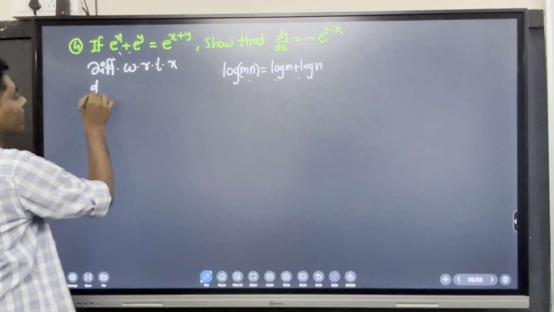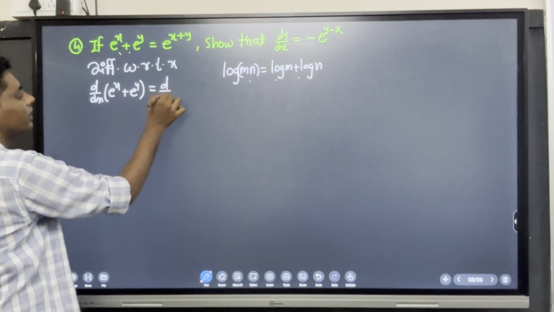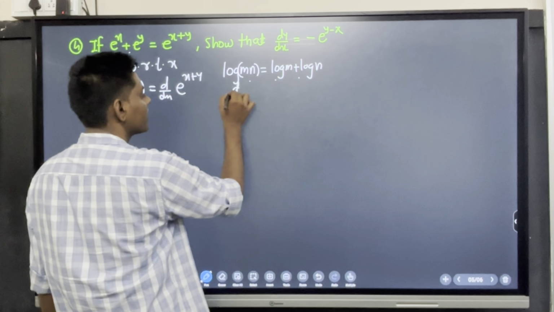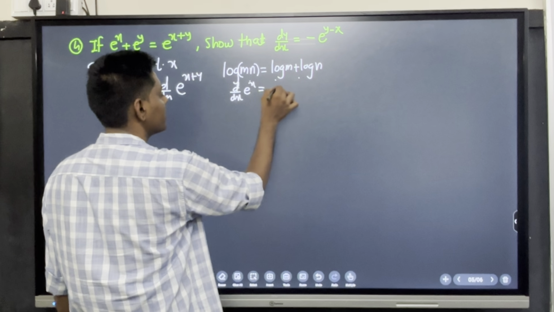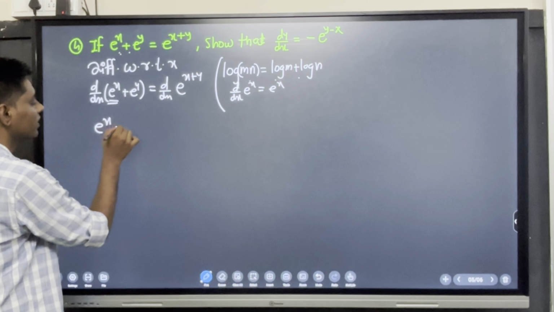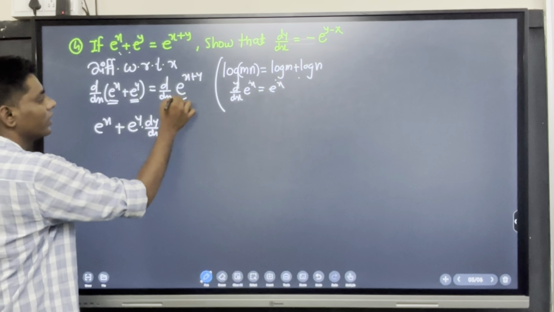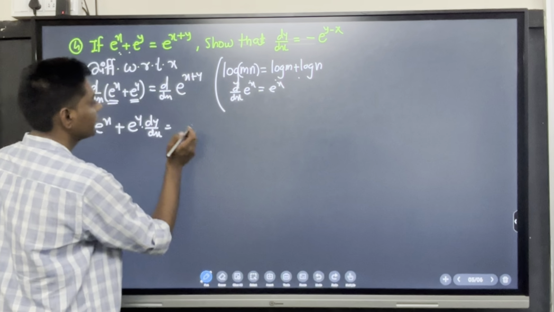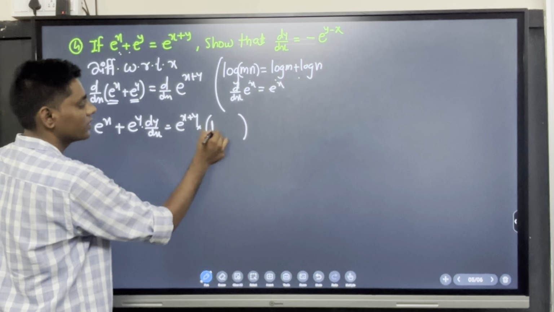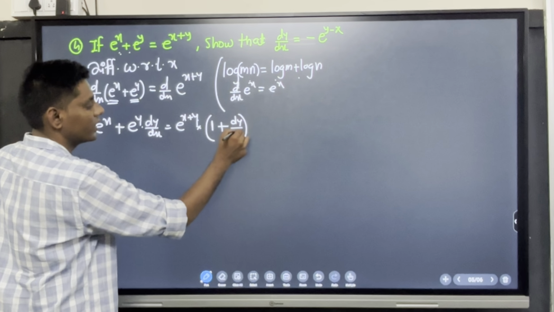So d by dx of e raised to x plus e raised to y, d by dx of e raised to x plus y. And remember, what is the derivative of e raised to x? Everyone knows that the derivative of e raised to x is e raised to x as it is. So first, e raised to x has derivative e raised to x, e raised to y has derivative e raised to y dy by dx, and then e raised to x plus y has derivative as it is, that is e raised to x plus y. Again we take the derivative of x plus y. The derivative of x is 1 with respect to x and the derivative of y is dy by dx.